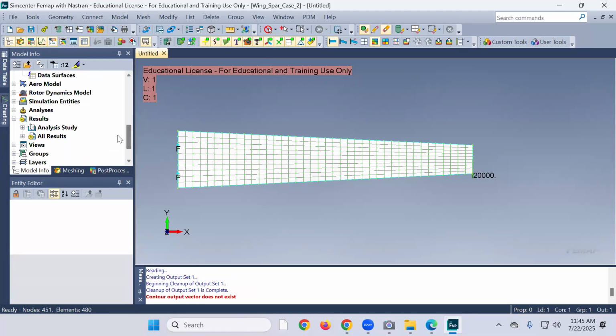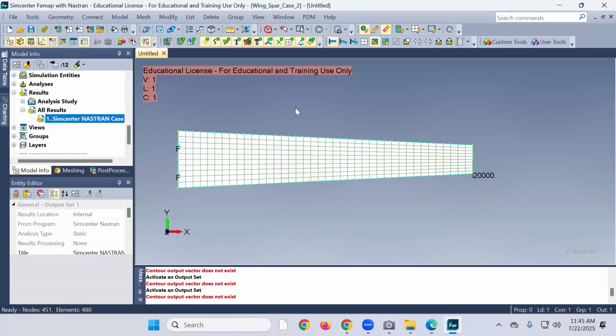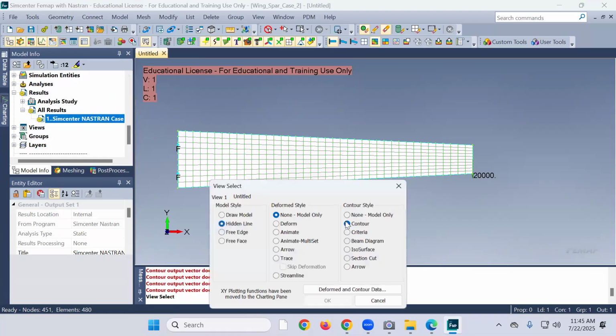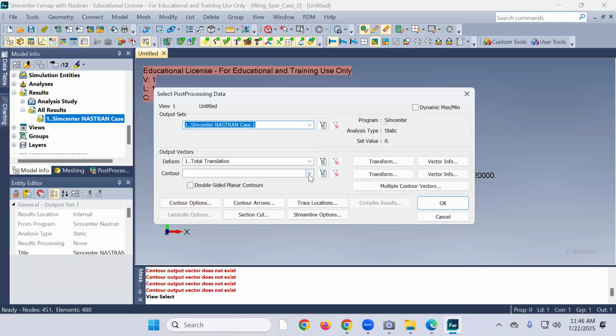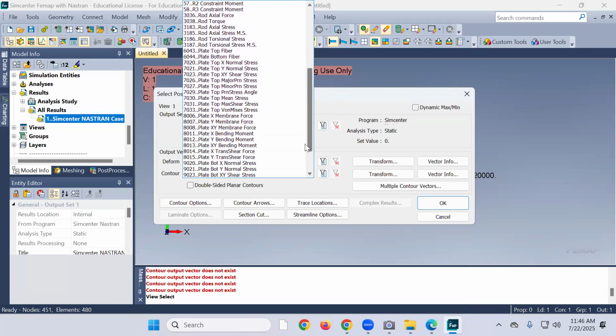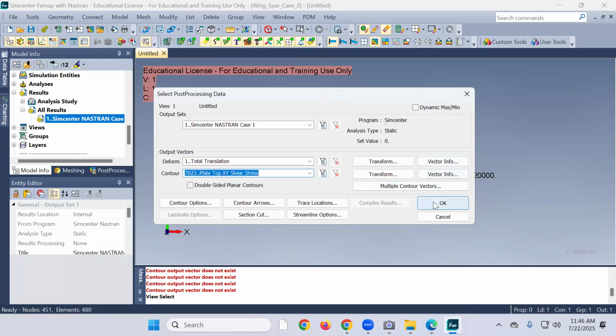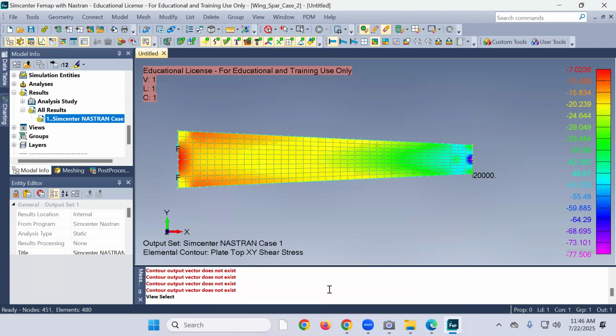We go here now to results, all results. Okay. Click F5. Deform. And here you're going to see now that since we don't have the shear property, we're not going to have the one we used to use. So we need to go to plate. And let's select 7023 plate top XY shear stress. Click OK. And you can do contour if you want. Okay. Here we go.